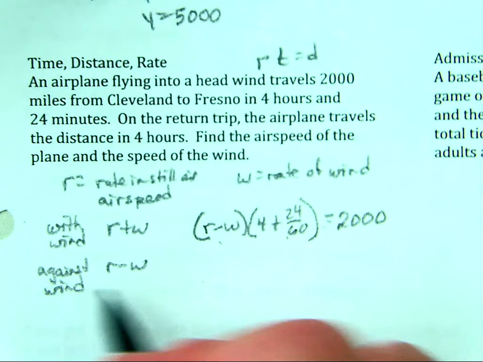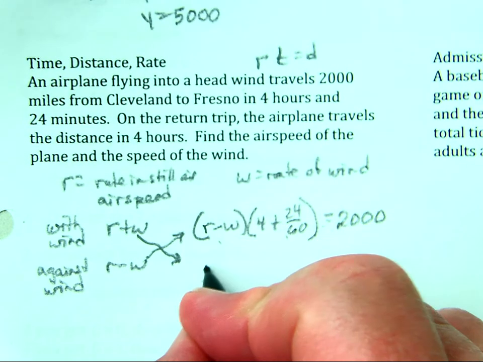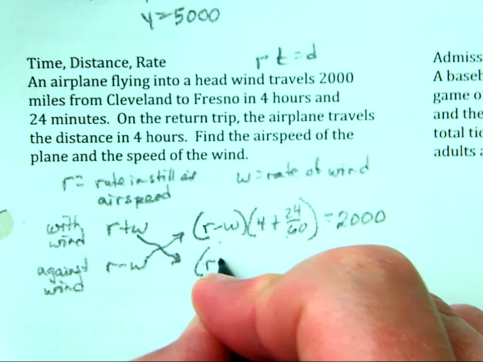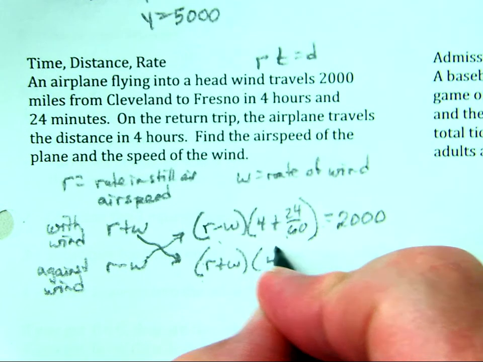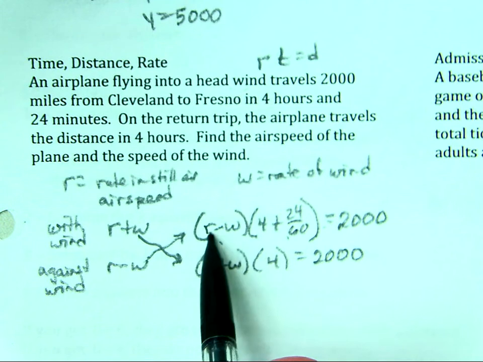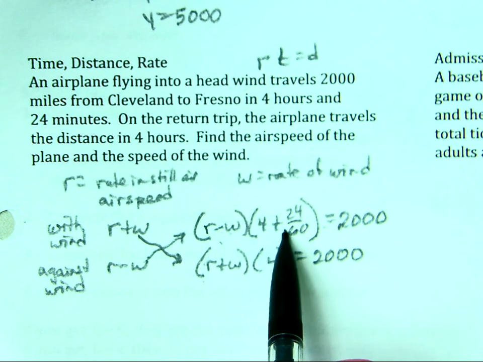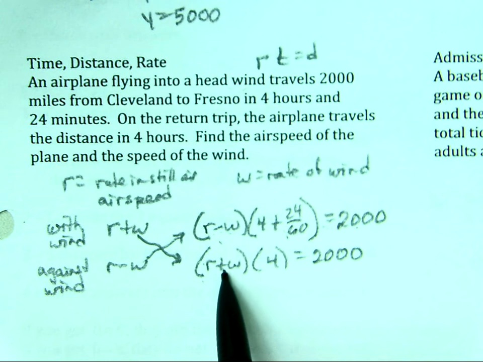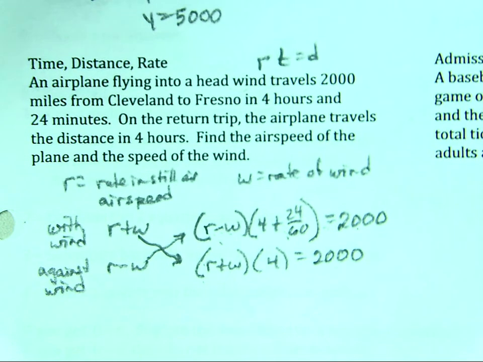Then with the wind, now if we're coming back, let's assume the wind's blowing in the same direction. So with the wind, it's R plus W. Now it only takes us 4 hours to go that same distance, 2,000 miles. So this is the equation for against the wind: R minus W, our rate times our time equals our distance. This is with the wind, so that's the rate with the wind, R plus W. Only took 4 hours to go the same 2,000 miles.